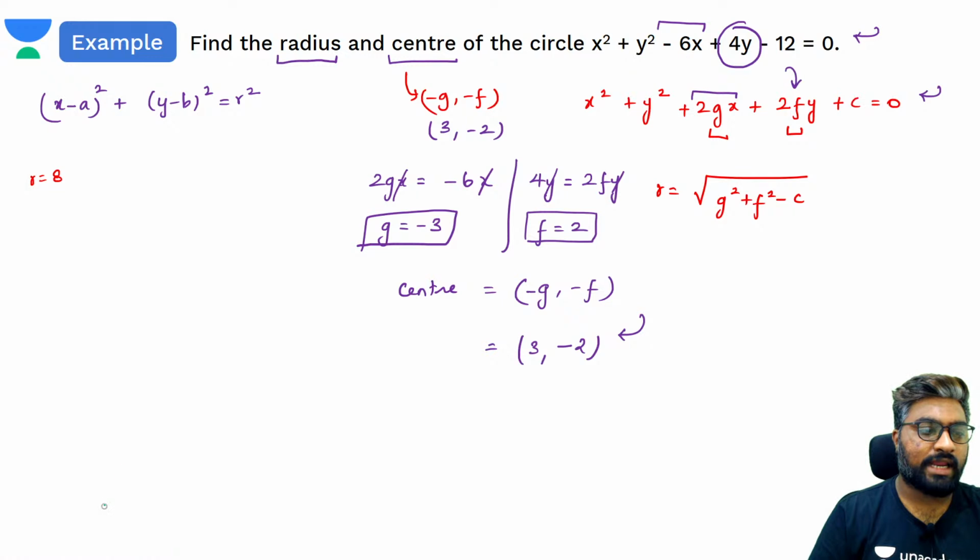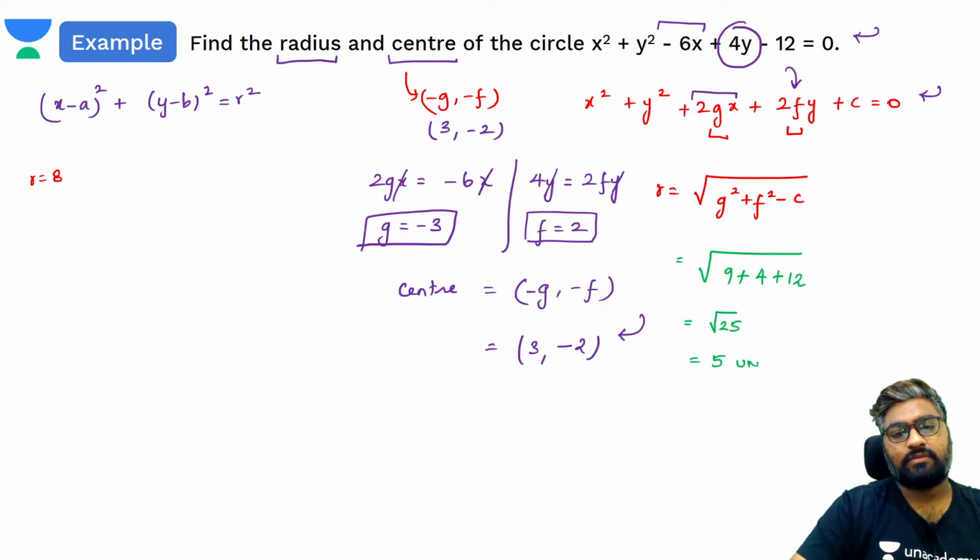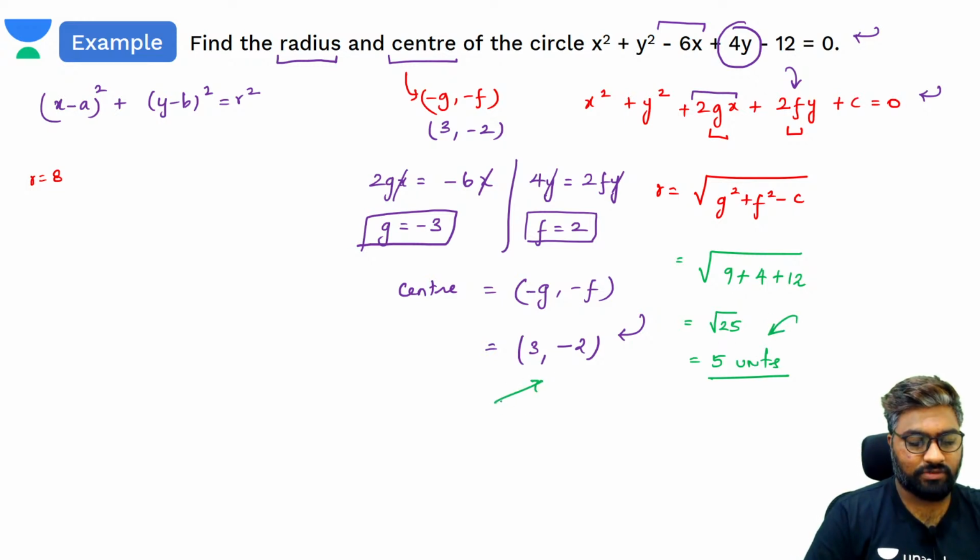Yeah, and for your radius you can directly stick to this. Radius क्या हो जाएगा, square root of g square which is 9 plus f square which is 2 minus c is nothing but minus 12, so minus of minus 12 becomes plus 12. Make sense everyone? Yes, sorry, this will become 4 now, 2 square is 4. So 13 plus 12 is root 25, that's nothing but 5 units. So your radius is 5 units, center is 3 comma minus 2. Understood?